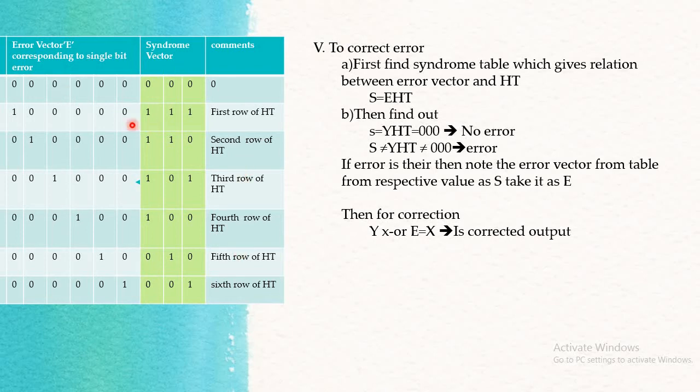Now how are we going to detect the error? First we find S, that is the value of the syndrome. S is equal to Y times H transpose is equal to 0. Let this be the condition.